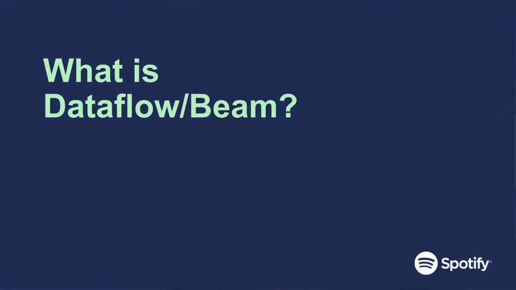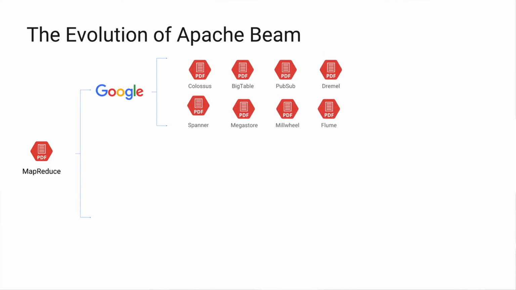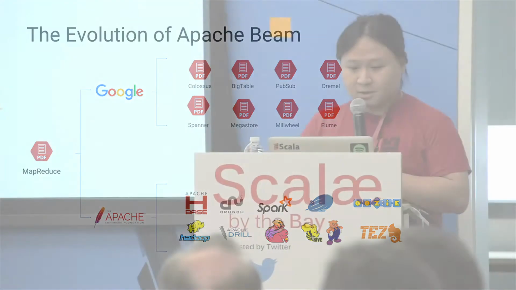So that goes to the question, what is Dataflow and Beam? We have to look at the evolution of Apache Beam from the very beginning. Around 2004, Google released this paper on MapReduce, which inspired a lot of open source technologies. MapReduce became Hadoop. There's also Colossus, which inspired HDFS. Of course, Bigtable, which inspired Cassandra and HBase.